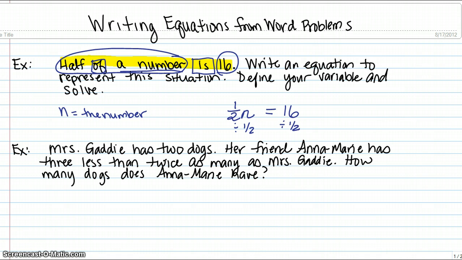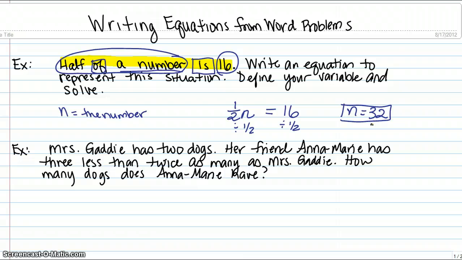And make sure you type that into the calculator correctly. That was discussed also in a previous video. N is going to equal 32. You should always check that your answer makes sense in your word problem. So for this one, think about it. Half of 32 is 16. So this answer makes sense.